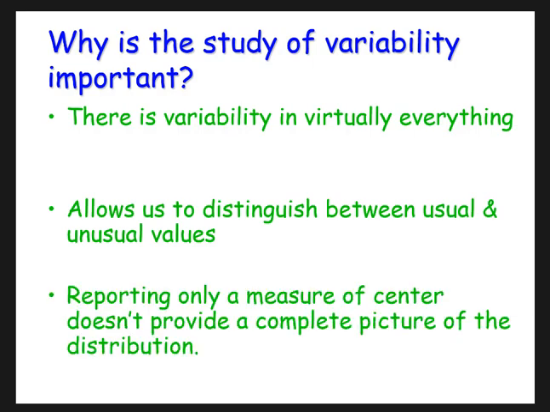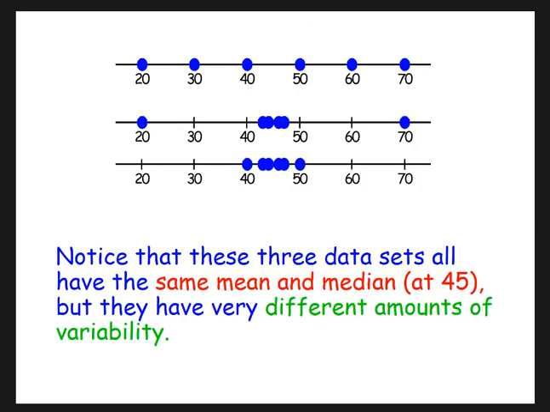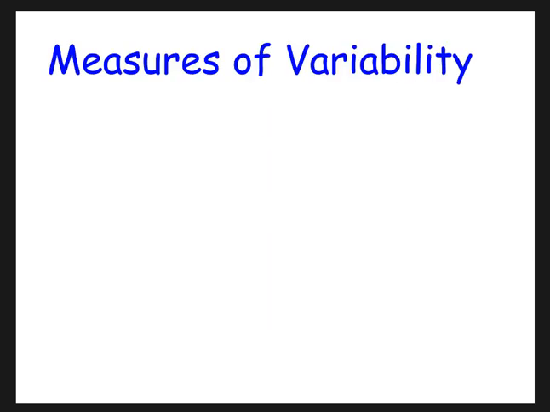Reporting only a measure of center doesn't provide a complete picture. It shows where the middle of that bell curve is, but it doesn't tell us how wide or narrow that bell curve is. Like here, these are 3 data sets, 3 dot plots. They all have the same mean and median, but they look very different. In fact, we're going to talk about range here in a little bit. These first two both have the same range, but again, I would say that there's very different variability in them.